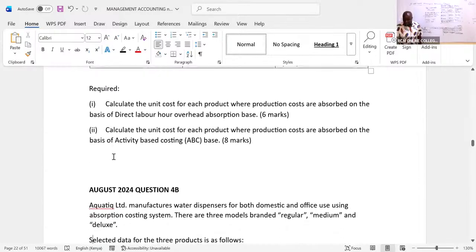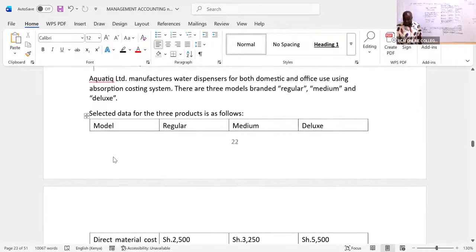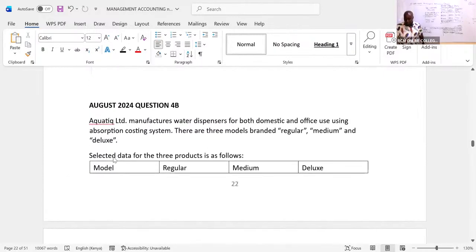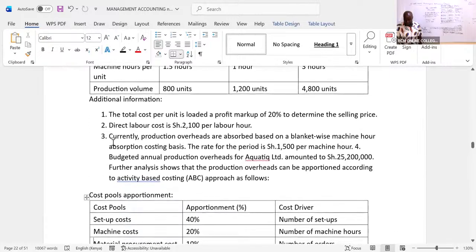So then the homework I'm giving you is August 2024, question number 4. Question of aquatic. Please finish doing that question. And then ensure that you are posting your answer on WhatsApp.